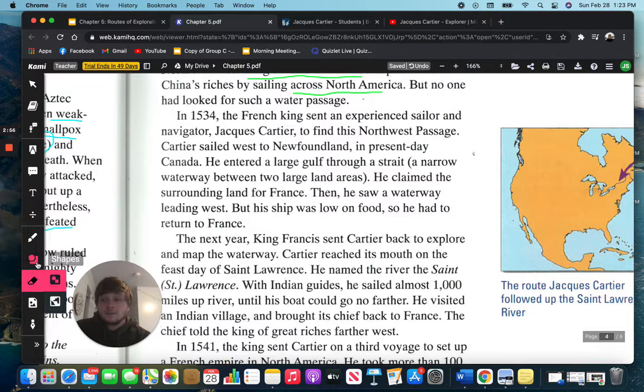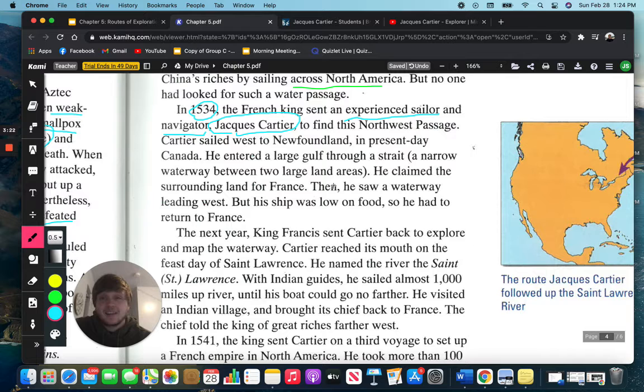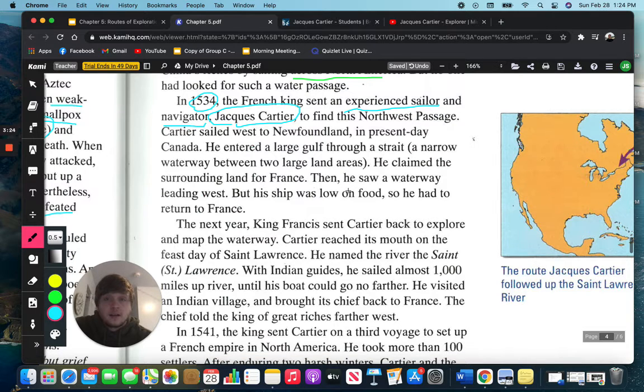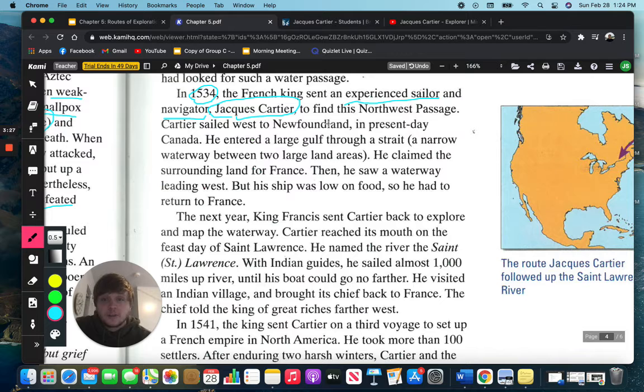So in 1534, this is an important date here, the French king sent an experienced sailor and navigator, Jacques Cartier. All right. And again, so that's a little bit of help with our personal background here. We know he was an explorer, okay? An experienced sailor and navigator. This is prior to when he sailed on his first exploration here. And he wanted to find this Northwest Passage, okay? And that is important as well, that he wants to find the Northwest Passage.